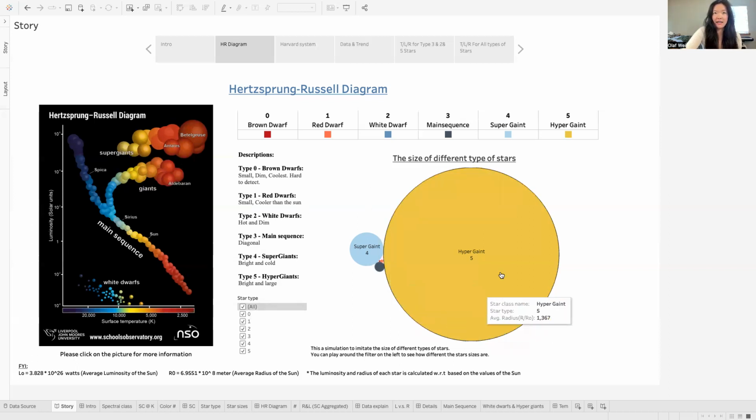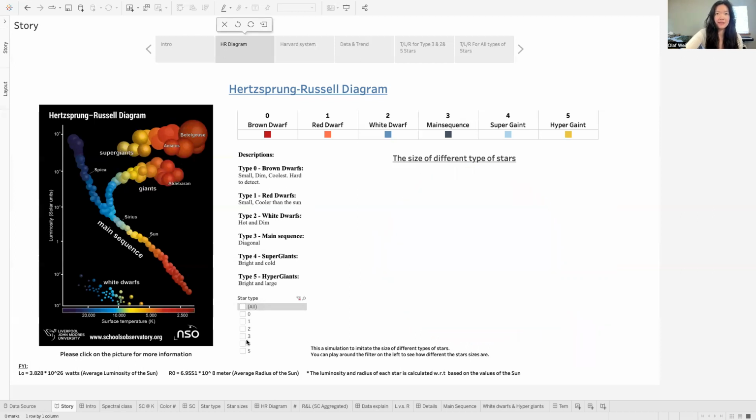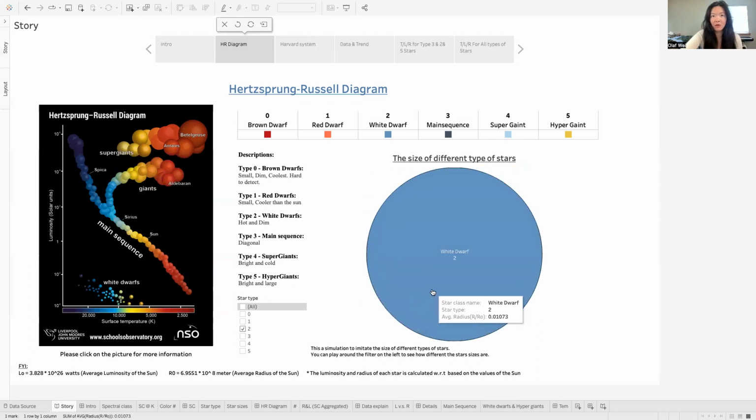And then on the right side, I did a simulation to imitate the size of different types of stars based on their average radius. You can play around with it to see how different the sizes are. So as we know, the white dwarfs are usually located here. That means they're very hot but very dim, and their size is very small. On the tooltip, you can see they're usually about 1% of the size of our sun.